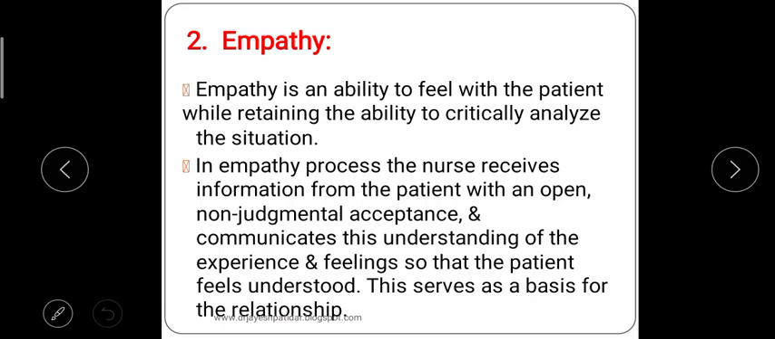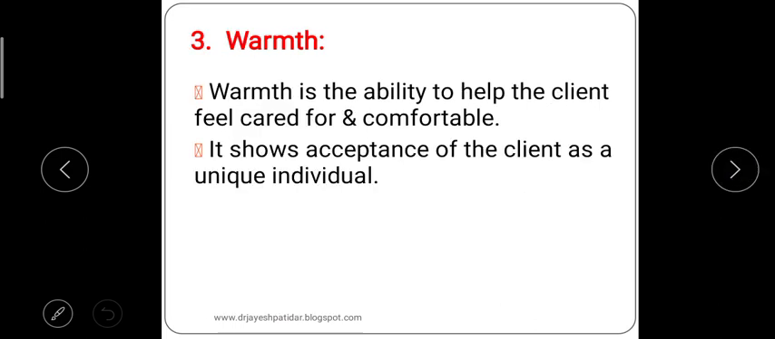Empathy is an ability to feel with the patient while retaining the ability to critically analyze the situation. It means we can give emotional support and understanding to the patient. Next is warmth. Warmth is the ability to help the client feel cared for and comfortable. It shows the acceptance of the client as a unique individual.